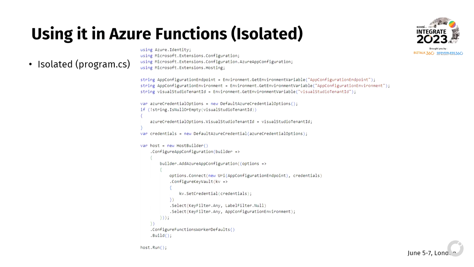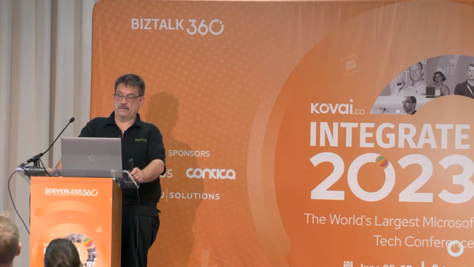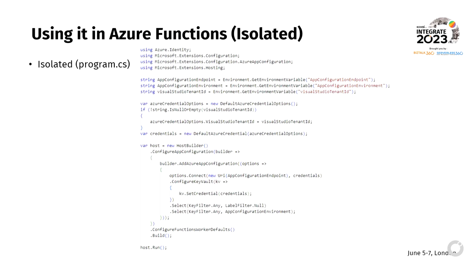You've got the same environment variables for your app config endpoint, your app config environment, and your Visual Studio tenant ID. And then down in there, you're doing the same thing of getting the endpoint, the credentials, the Key Vault credentials, and the filtering.